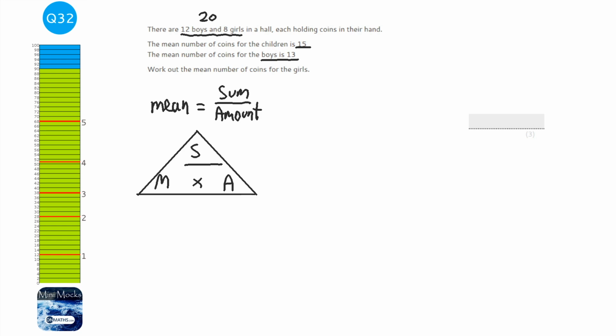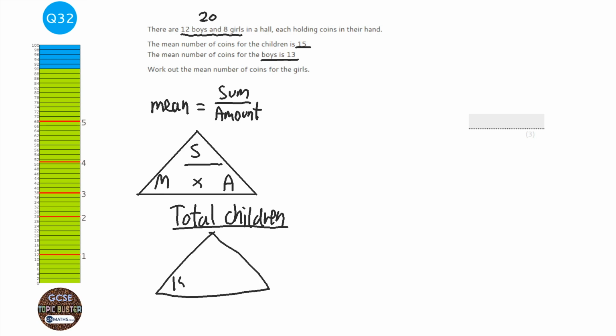Okay, so where do we start? Well, it would be helpful to work out how many coins there are in total. So if I look at the triangle there, let's write down total children, and try and show my working out as I go. We know that the mean of all the children is 15. So in my triangle, I've got 15 for the mean. We know that there are 20 children in total, and we can work out the sum by timesing those together. So we're going to do 15 times 20. So there's 300 coins altogether.